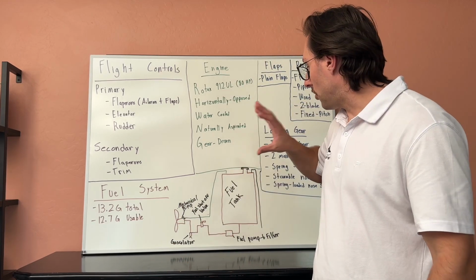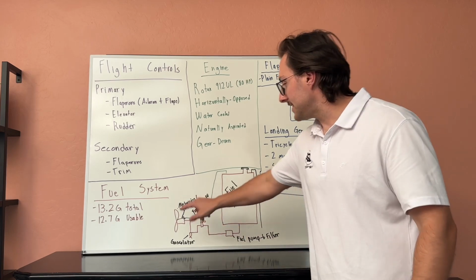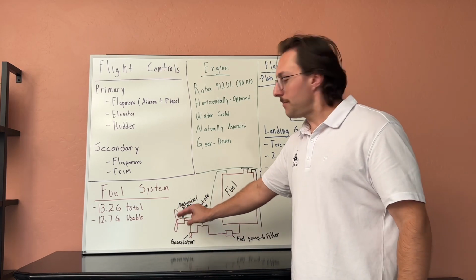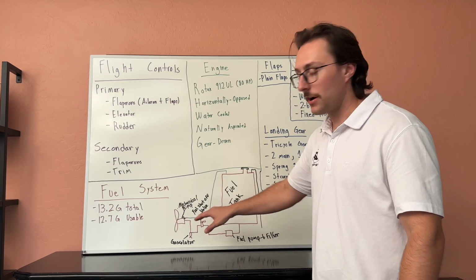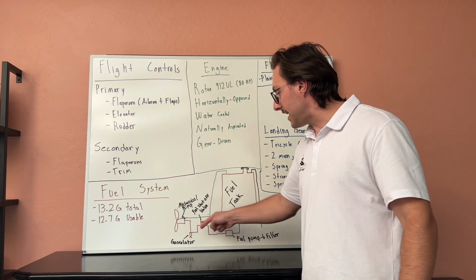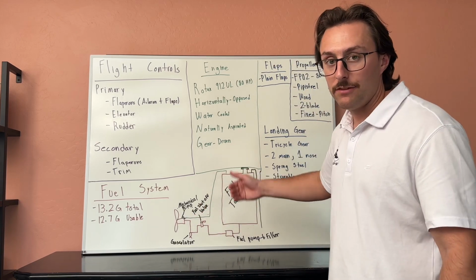So here is our diagram here. As you would imagine, this is the engine. I tried to draw a propeller on here to make it clear. This is the fuel tank. And in between that are a couple of lines. So it moves through this red line here. This red line is the direction in which the fuel actually moves.